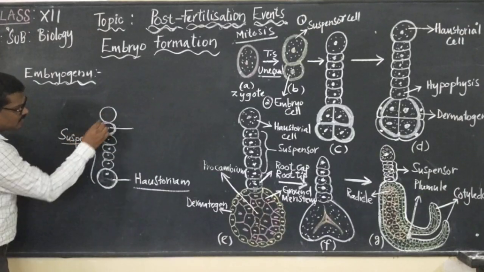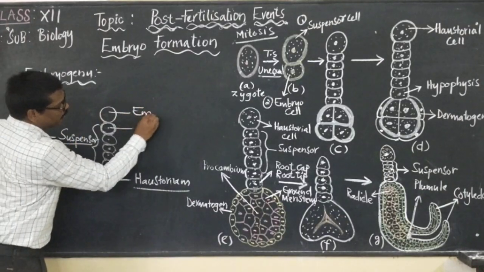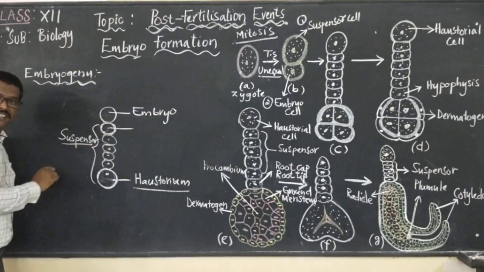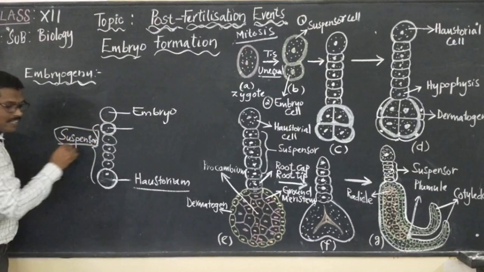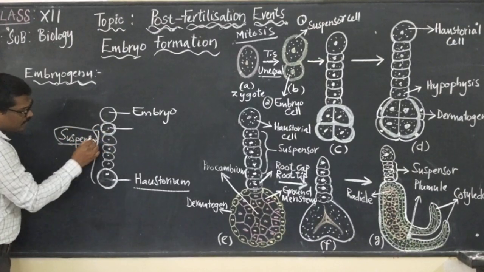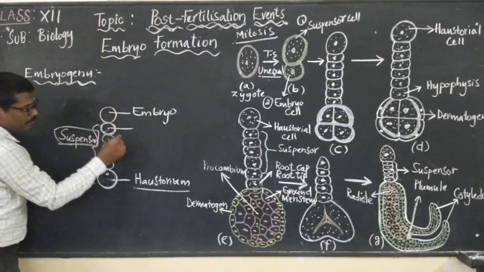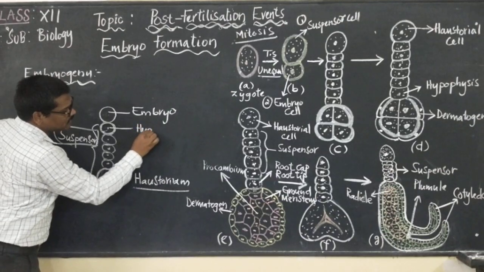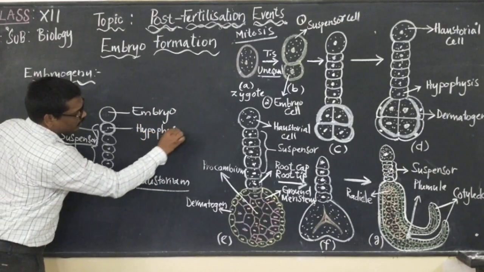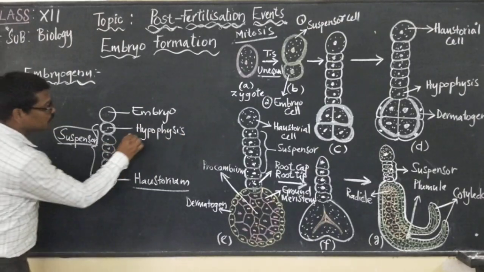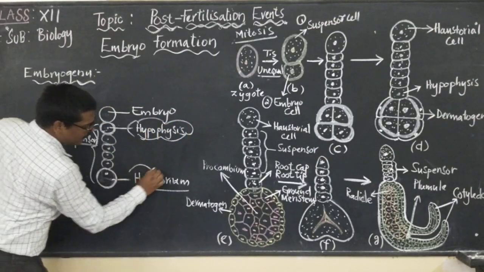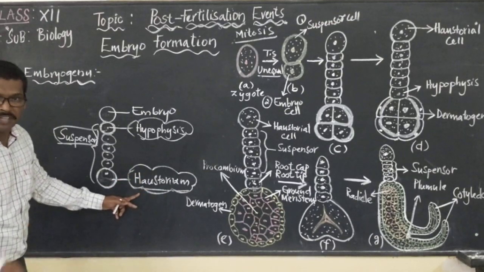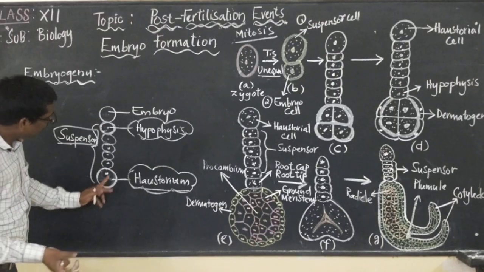Now, at the same time, this cell is the embryo. And just adjacent to the embryo, there is another cell of the suspensor only. The cell which is adjacent to the embryo will be called the hypophysis. These two are again very important, hypophysis and haustorium. We already said the function of the haustorium: absorbing all the nourishment from the endosperm and supplying it to the embryo.